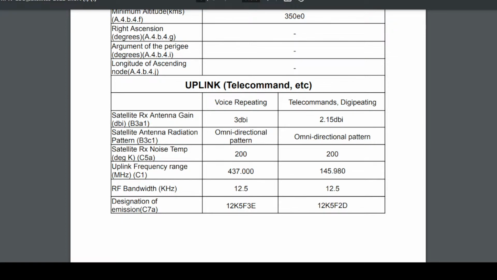Then the antenna radiation pattern. Basically, whenever an antenna is receiving, as you might know, antennas have a circular pattern while receiving. So the antenna surrounds itself with an electromagnetic circular wave. And in our case, it was only directional.